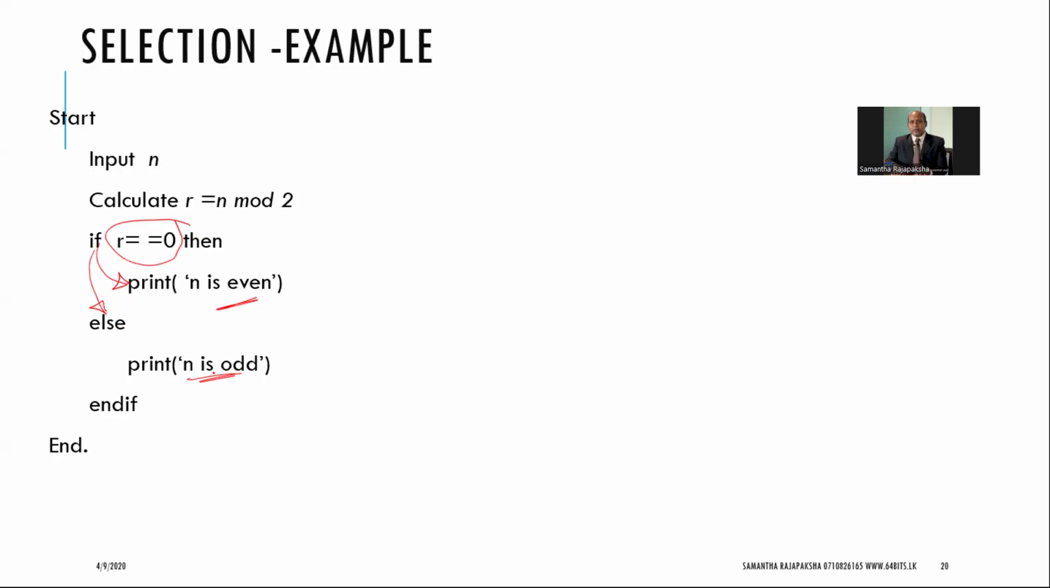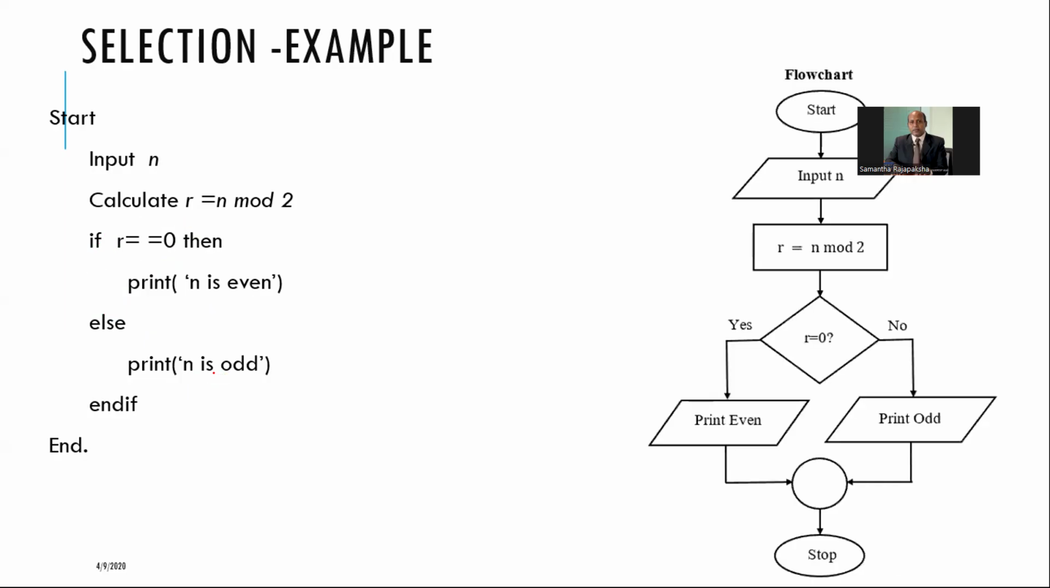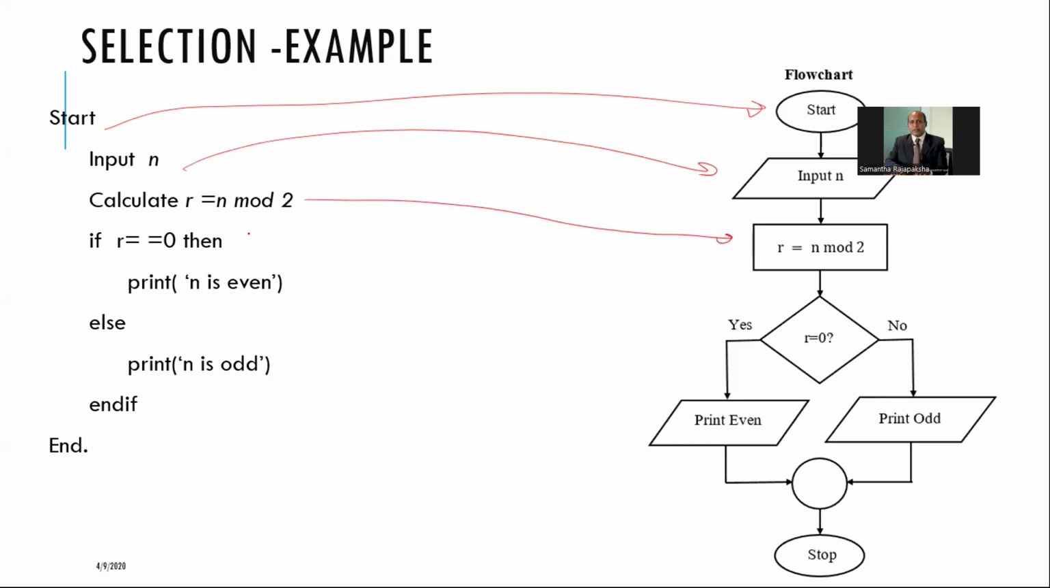Then you can easily draw the corresponding flow chart for this. You can take each line. First of all, you start, then the input operation, then this is a calculation, and this is a condition. The condition is true this way, false this way, and finished. That way you must be able to convert pseudocodes into flowcharts and flowcharts into pseudocodes. Both you should know.